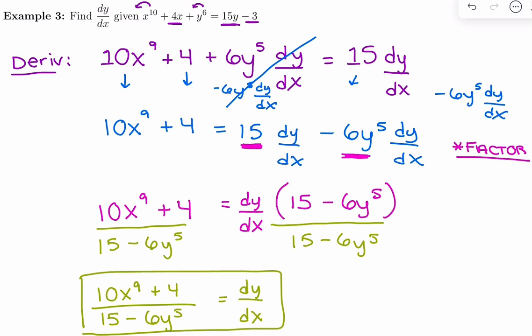If we solved it to the left, our answer would look a little different, but it would also be correct. There's a bunch of ways to write these. You could write 4 plus 10x to the 9th in the top, and it would also be correct.